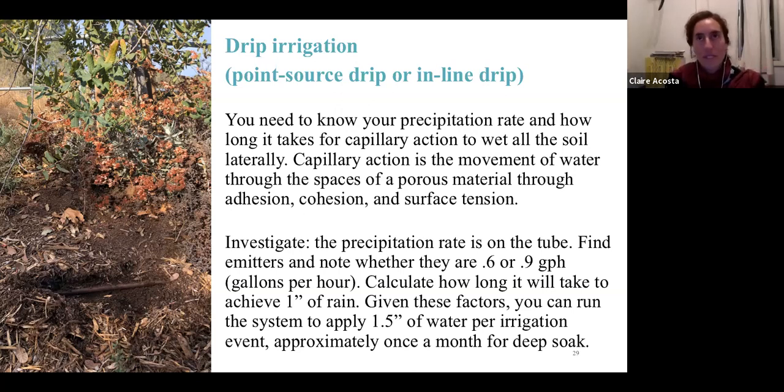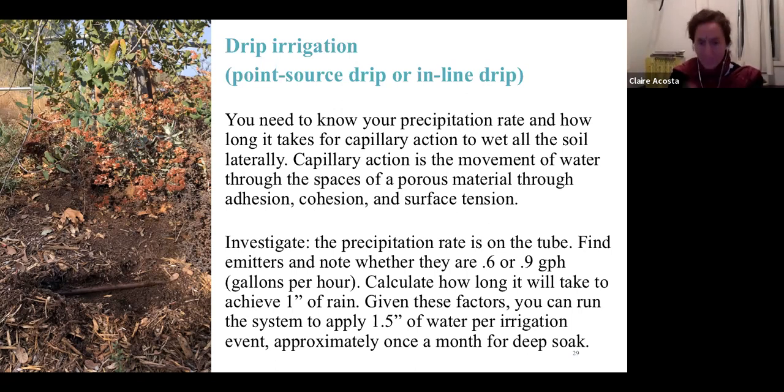So drip isn't necessarily ideal for all situations with native plants, especially if you have a diverse palette of plants. It might work better in a small situation, or a parkway, or potentially a bunch of water loving plants. You know, if you have a bunch of rushes and water loving plants, they potentially could do well in a drip irrigation system.